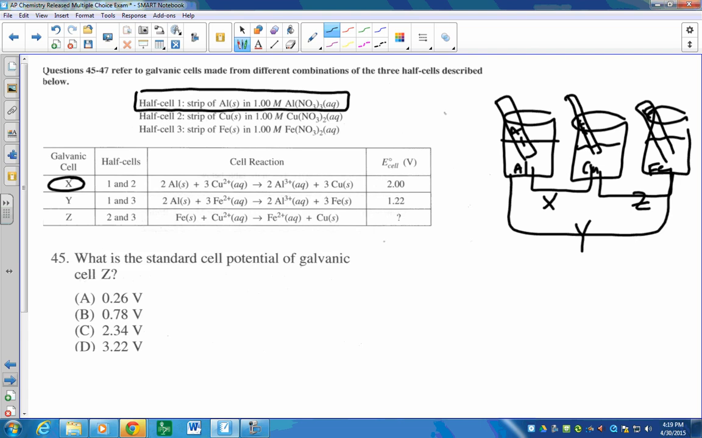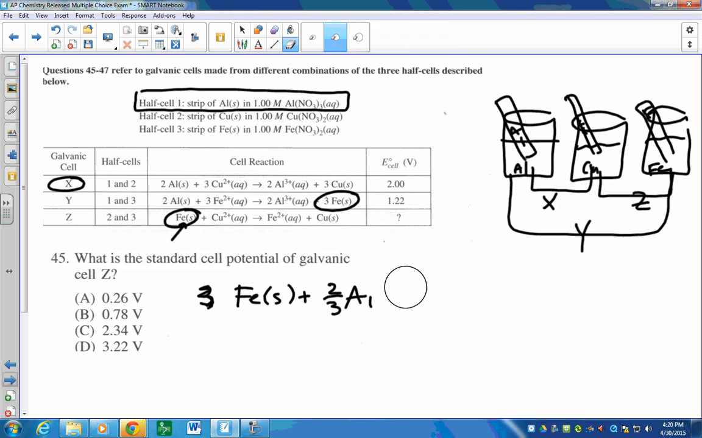First question: what is the standard cell potential of galvanic cell Z? And this is almost a tricky question. This is Hess's law with one little change. We're trying to figure out this reaction. Do you see an Fe2+ up here? Yep. But I have to take this equation and flip it, times 3 and divide by 3. So we have Fe2+ plus 2/3 Al3+. I'm not even going to do that.